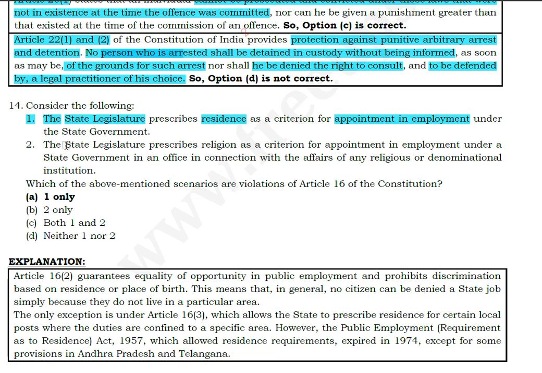Second, the state legislature prescribed religion as the criterion for appointment in employment under the state government in an office connected with the affairs of any religion. No, this is not correct, because the state cannot interfere in any religious or denominational institution. Let us explore. So one is correct, hence.